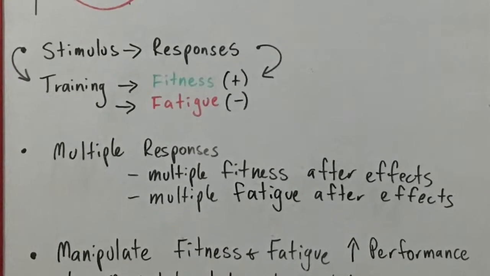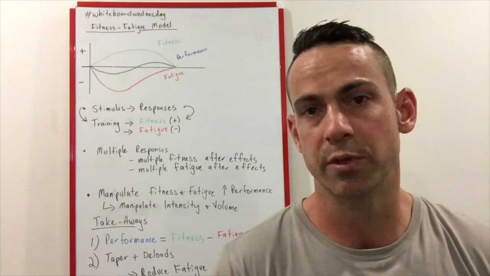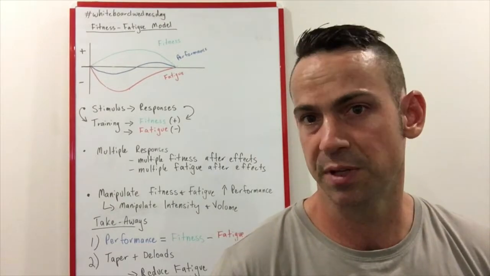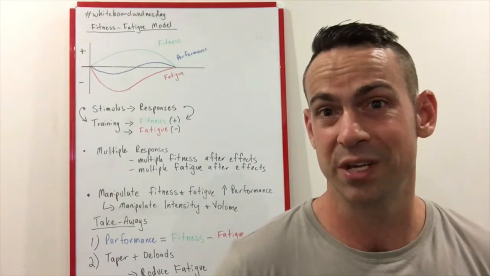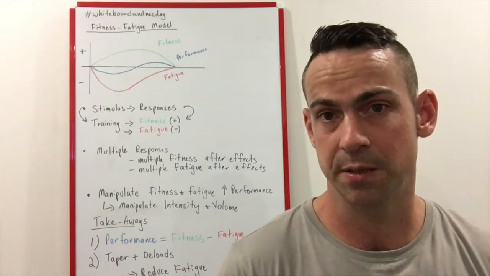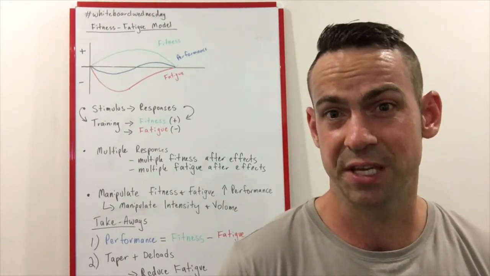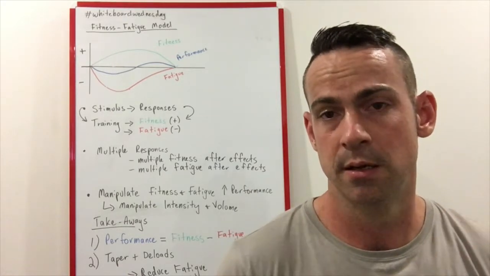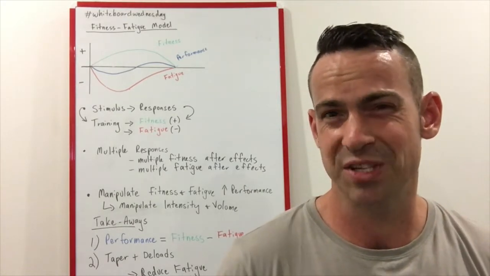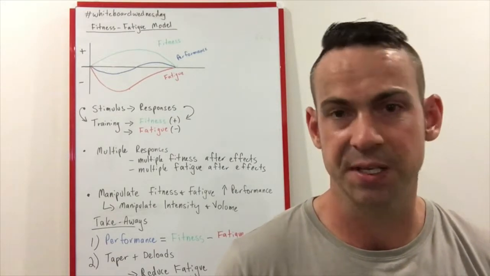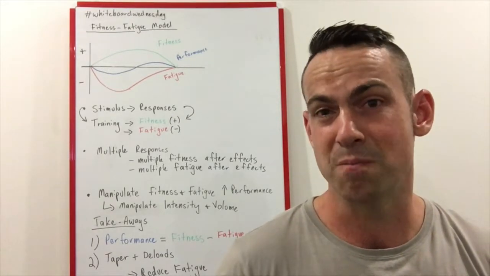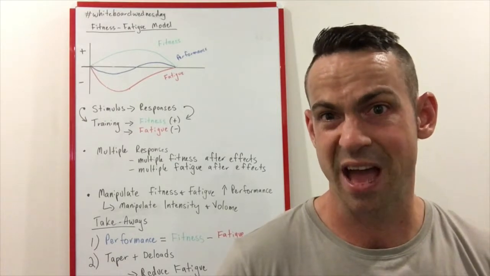This model though provides a bit more insight on what we're trying to do with a program. It's not simply give a stimulus and rinse and repeat. We're trying to manipulate now two key variables, being fitness and fatigue. And what we generally find is fatigue is required to actually elicit positive adaptations. So we actually want an amount of fatigue. On competition day, on testing day, we actually don't. We want to minimize how much fatigue we have, aiming for none.